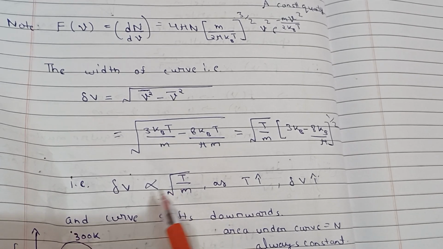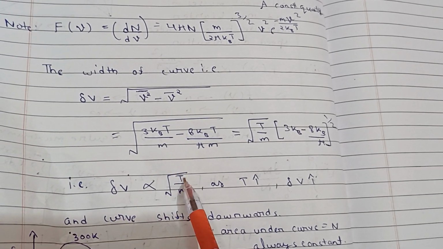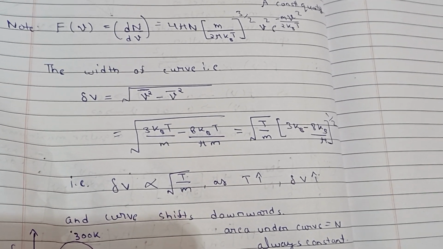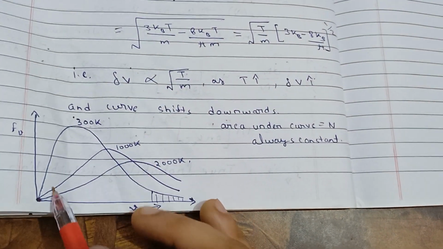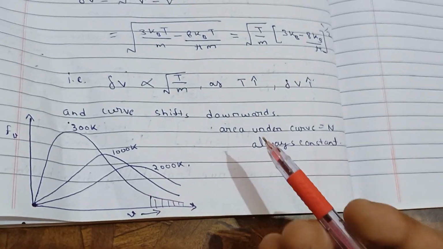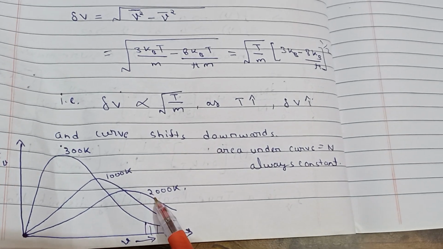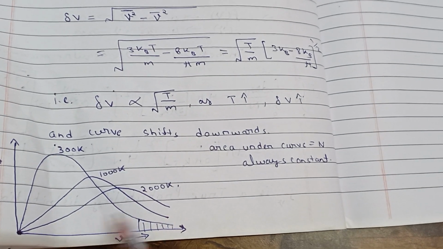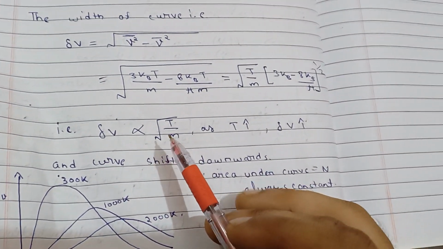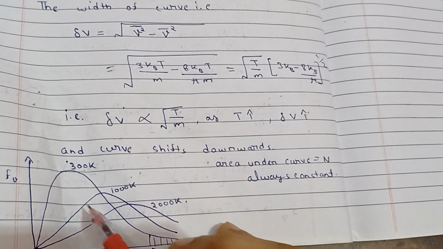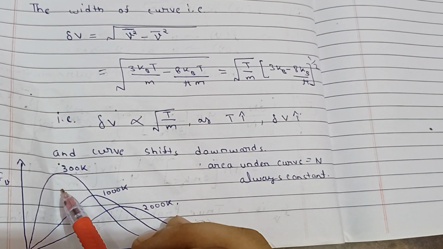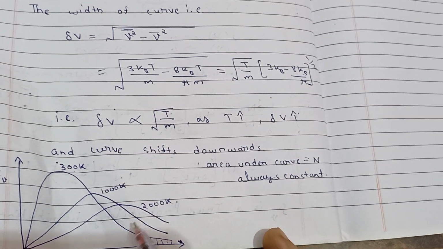Now see, this width or standard deviation is proportional to the square root of T by m. So the width is directly proportional to the square root of temperature and inversely proportional to the square root of mass. As T increases, width must increase. As the temperature increases, this width increases, and I told you the logical reason: particles with higher velocity are increasing, that's why this curve is shifting to this side. And with increasing mass, this must decrease. For higher mass you will get the narrow curve, and for lower mass you will get the broader curve.